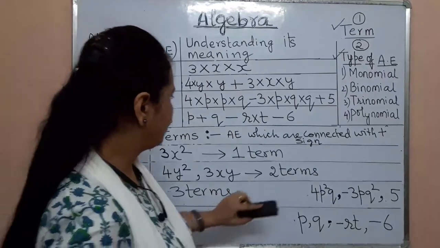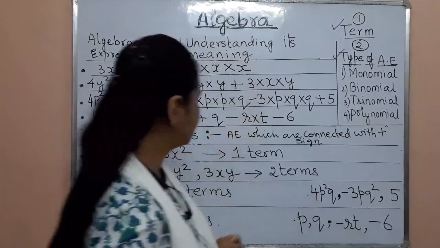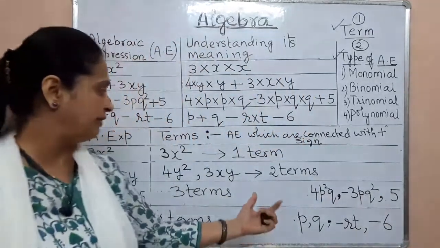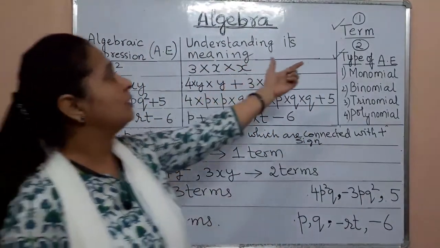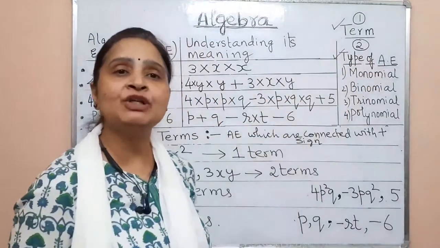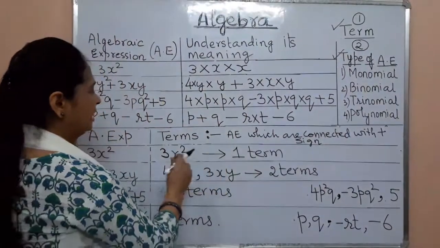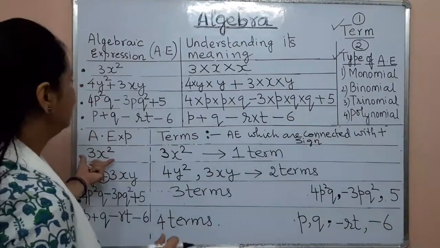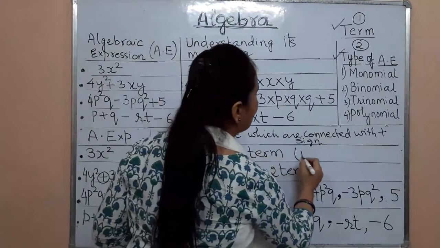Now from here we can understand, so these are the list of terms I have given. Now the type of algebraic expression depends on the number of terms. Now you see, if we have one term in our algebraic expression, then it is called monomial.